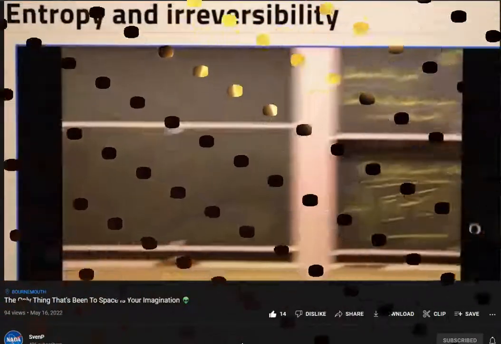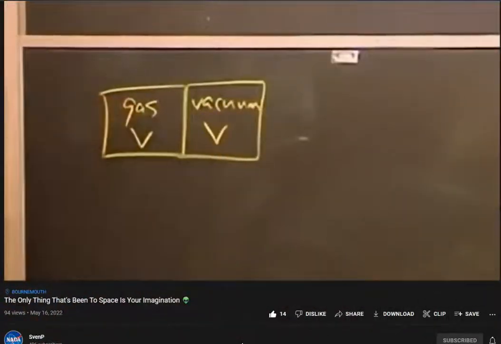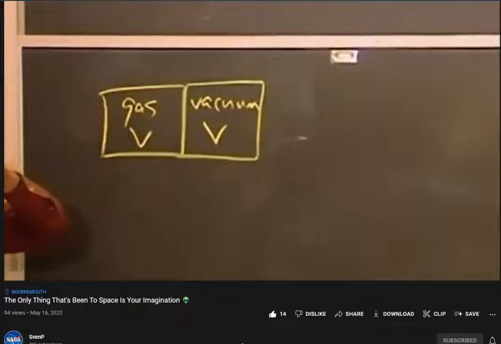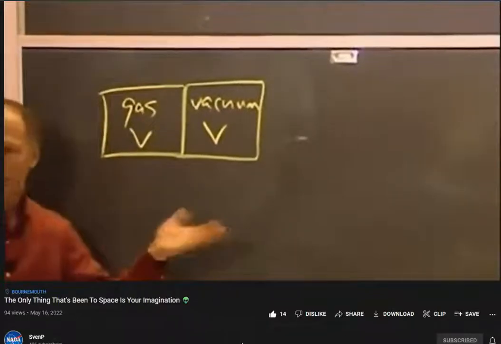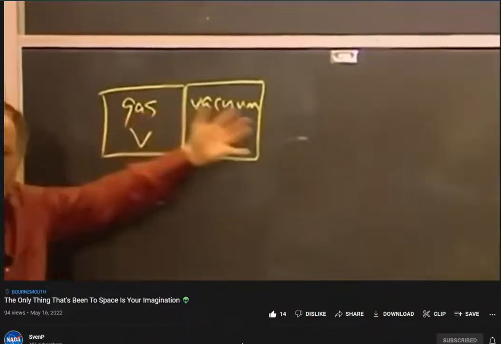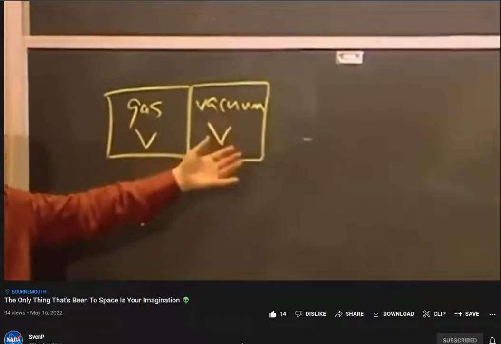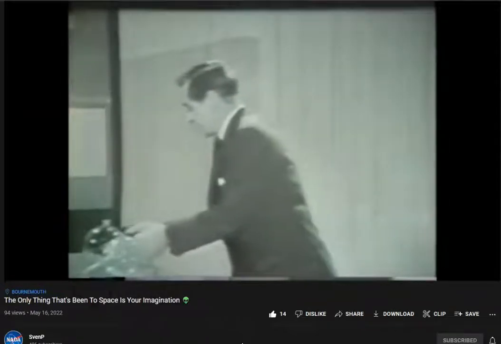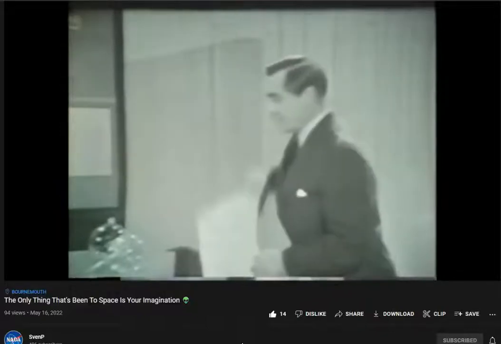Take a gas and a vacuum of equal volume, and we're going to remove the barrier. You know what's going to happen spontaneously, right? The gas is going to fill the available volume. This is the expansion of a gas into a vacuum.